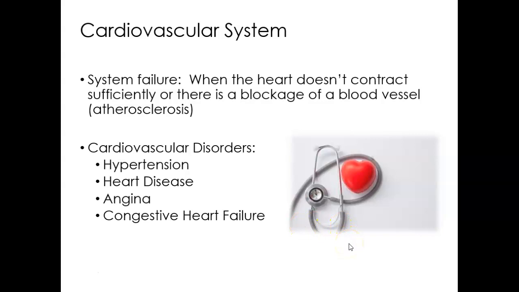So what would cause the system to fail? Well, the main things that would cause the system to fail would be if the heart's not contracting and pumping, if it's not doing its pumping mechanism, or if it has some kind of a blockage and oxygenated blood flow doesn't get to a certain part of the heart, and then that part of the heart could die. When there's a blockage in the blood vessels, we call that atherosclerosis. So the various disorders that we'll talk about include hypertension, heart disease or coronary artery disease, angina pectoris, and congestive heart failure.